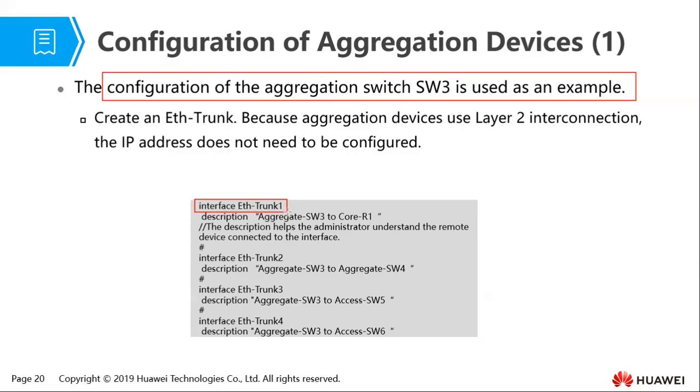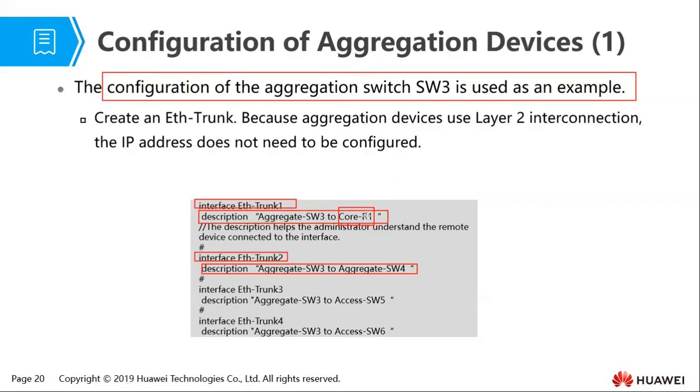So we use interface Eth-Trunk 1. Then you can do a description. So first we are creating an Ethernet trunk that is connecting to the core router. Then after that you can do Eth-Trunk 2, a description. Now note that even though Eth-Trunk 1 that we created in the core router R1 was a layer 3, this end is actually a layer 2 because we are not doing undo portswitch. So by default, an Ethernet trunk is a layer 2 trunk.